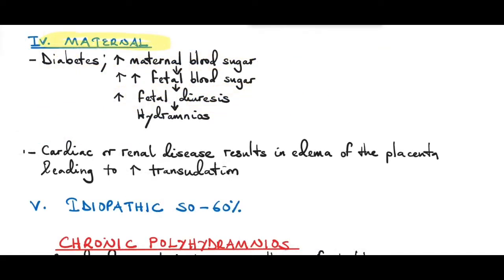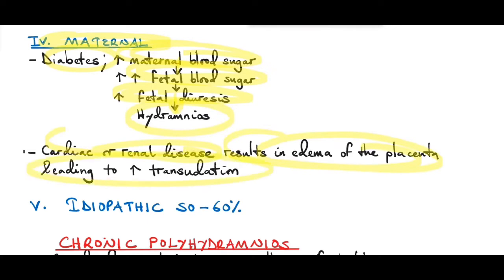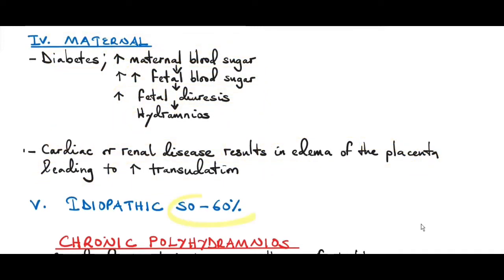Maternal causes of polyhydramnios include diabetes. Where there is increased maternal blood sugar, it will pass through the umbilical cord and increase fetal blood sugar. Remember, where there is increased blood sugar, you have polyuria, and so there will be increased fetal diuresis, which results in polyhydramnios. Cardiac or renal disease also results in edema of the placenta, which results in increased transudation of the fluid into the amniotic sac. So remember, we said that some of the amniotic fluid comes from the placenta. And of course, 50 to 60% of the causes of polyhydramnios are unknown.